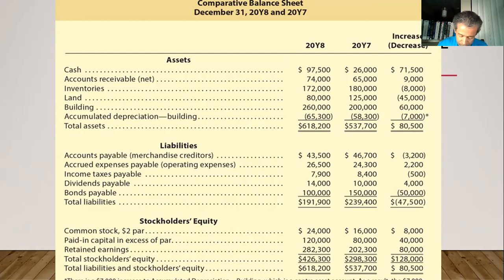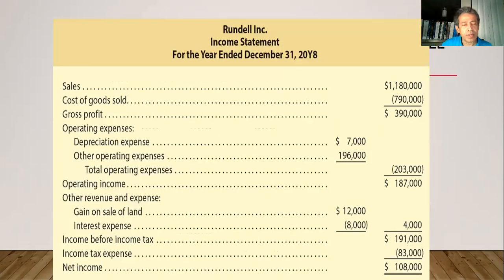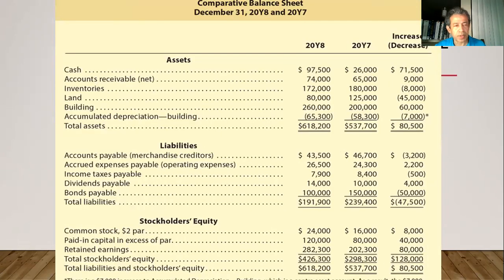Then cash paid to suppliers, 785.2, and cash operating expenses, 93.8. Now let's find out how much interest we paid. Interest expense is $8,000, and there's no interest payable. You can't see any interest payable here.